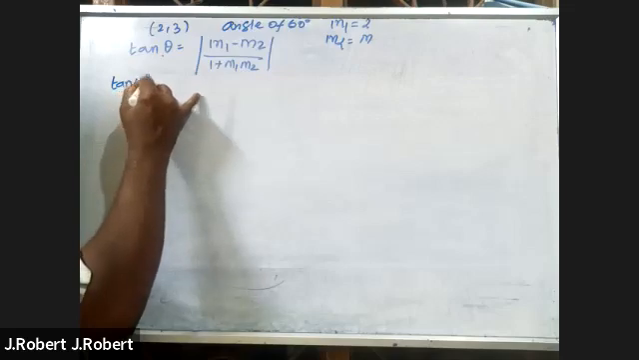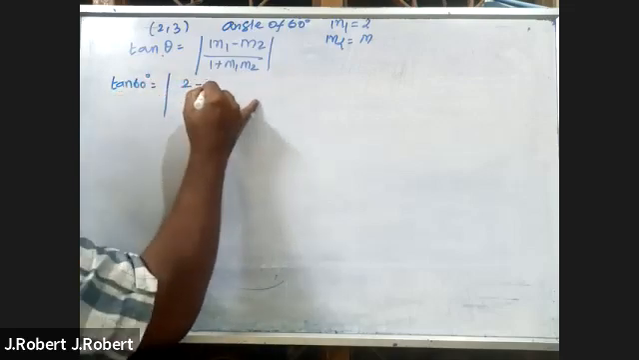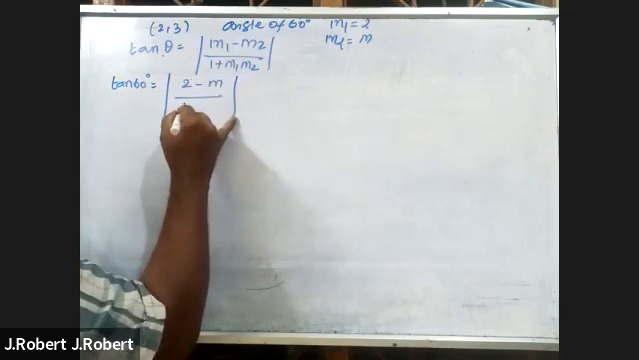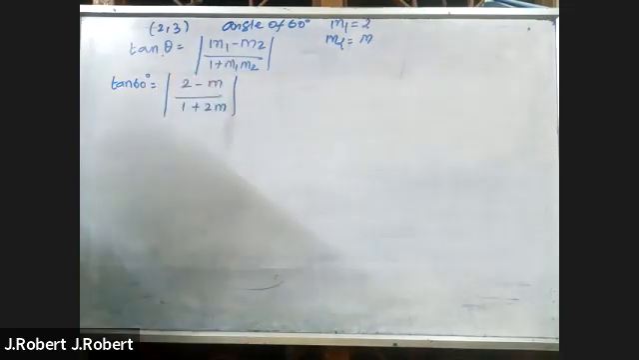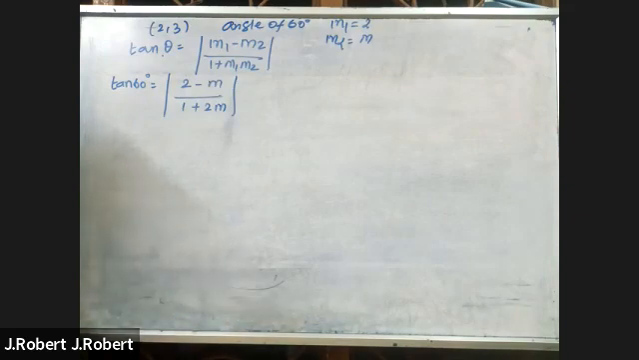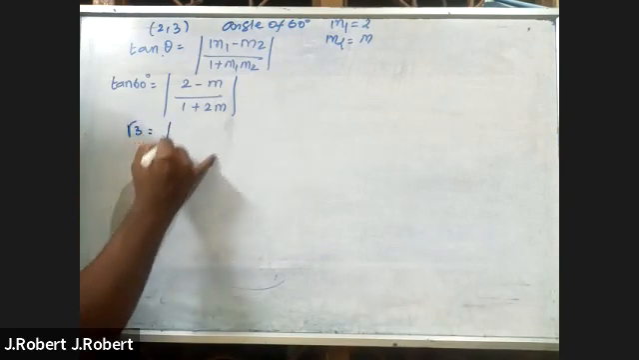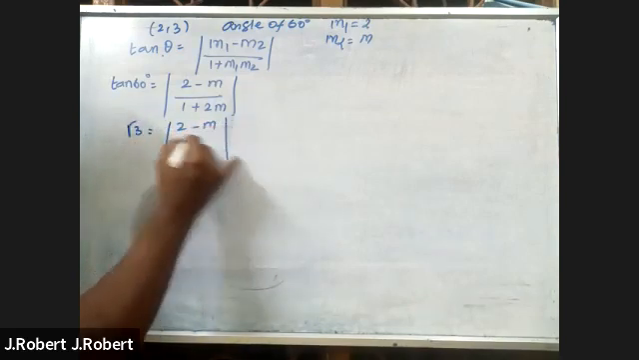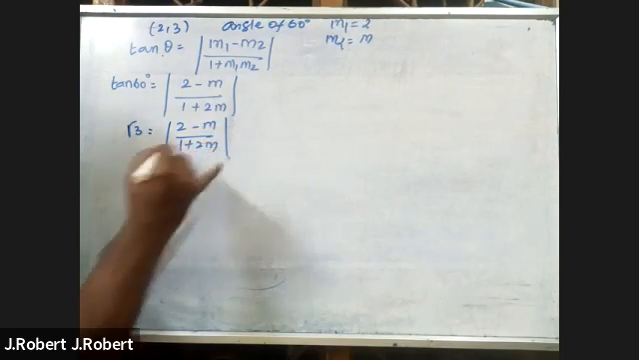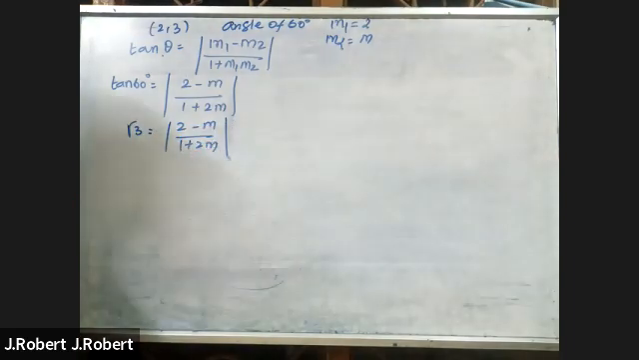Tan 60 degrees is equal to 2 minus m divided by 1 plus 2m. Is it right? Correct? Tan 60 degrees would be root 3. So I can write root 3 is equal to 2 minus m divided by 1 plus 2m. Now I have one value.